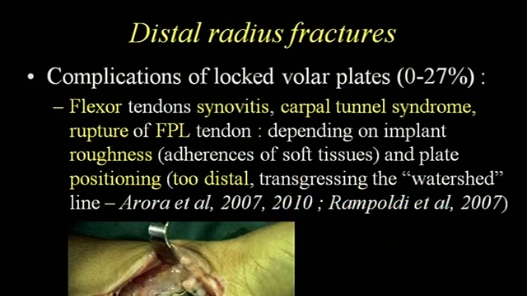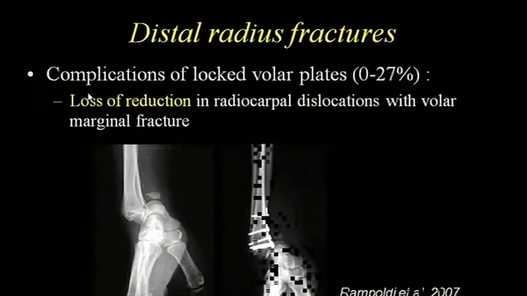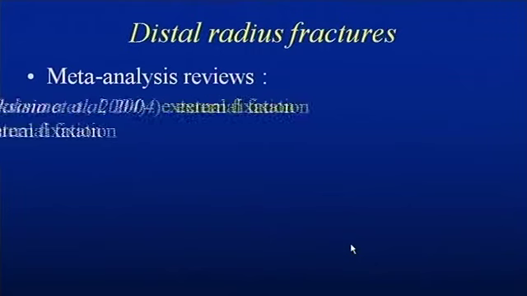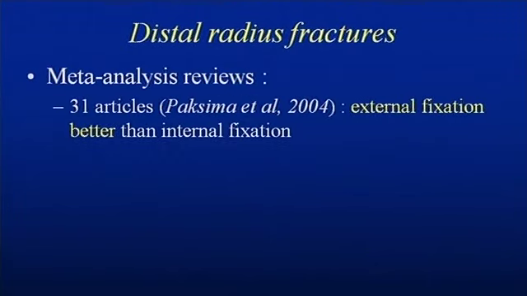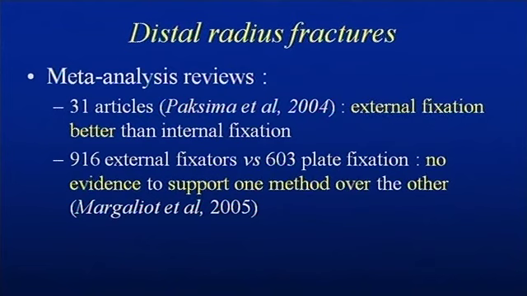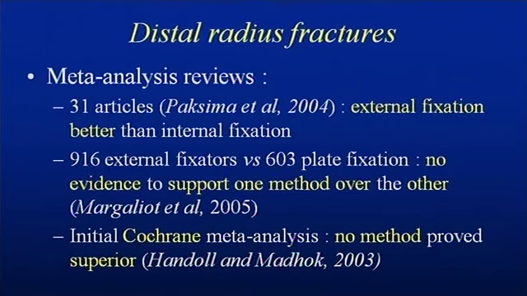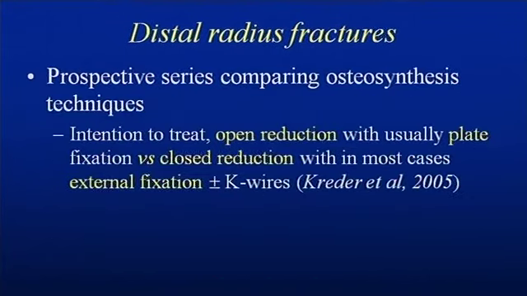If it is too distal, this is a problem. There are also cases of loss of reduction and a lot of other complications have been reported. In the literature, you find 3 meta-analyses. The first one concluded, before the time of the locking plates, that external fixation was better than internal fixation, and 2 other meta-analyses, from Margaliot and from the Cochrane, could not conclude that one method was better than the other one. There are also some prospective series comparing both methods.